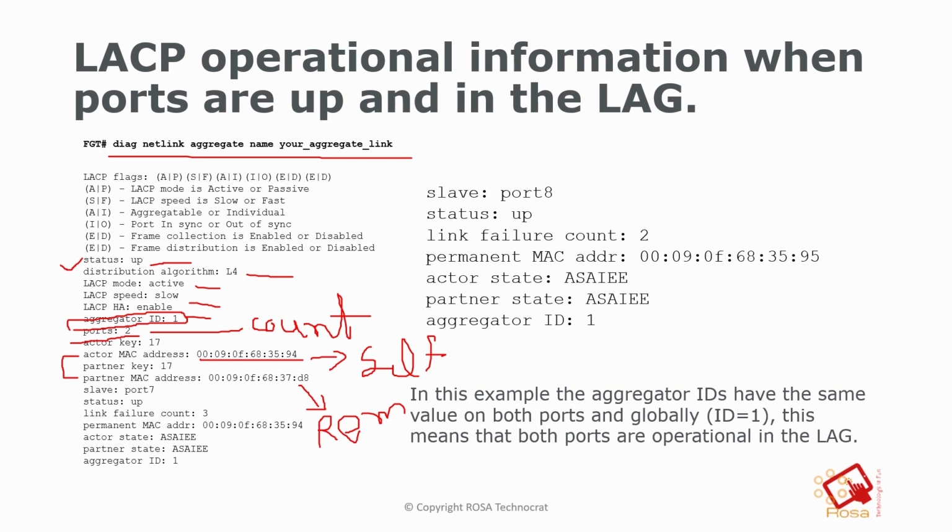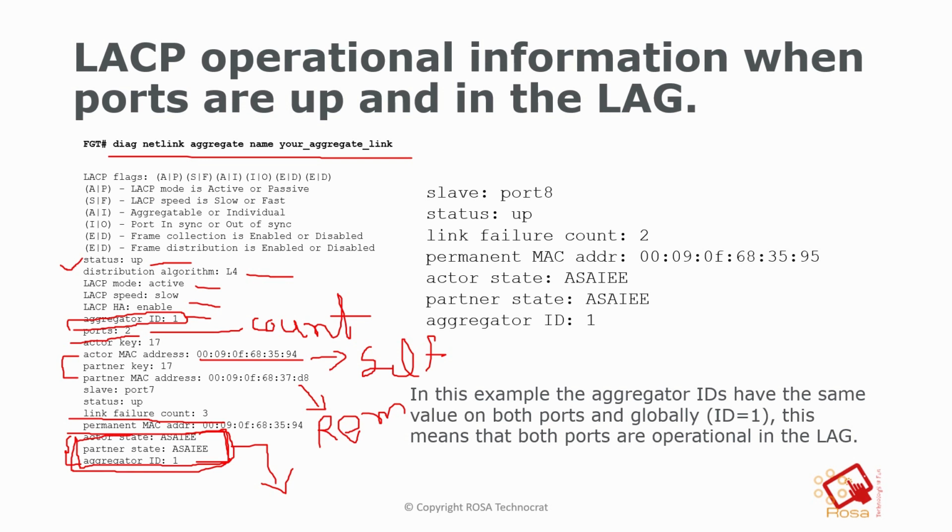Then we have the status. Link failure count is how many times this interface has failed. And the most important are these states. If there is a mismatch in the partner states, then your lag will be down. So whenever you are troubleshooting, you should always check whether the actor state and partner state match. This is most important for any lag configuration.